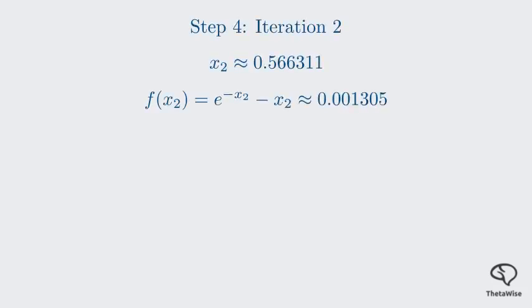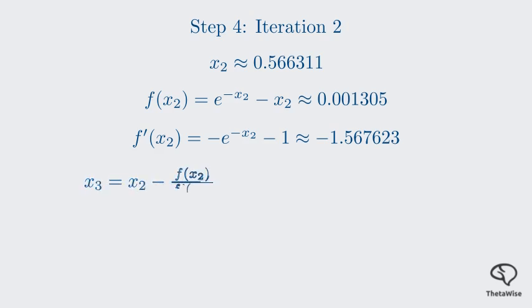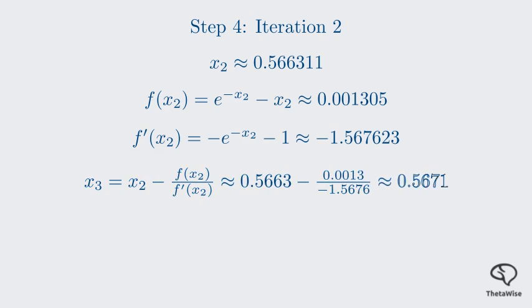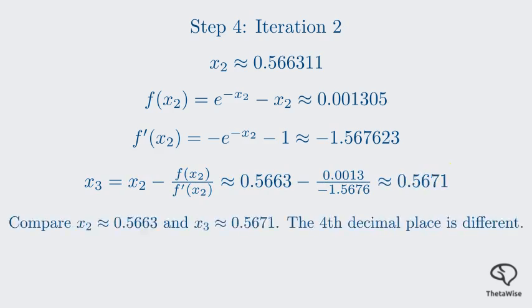Now we move to the second iteration. We use our new value x2 as the input. Remember, the key is to use the full unrounded value of x2 from the previous step. We calculate f of x2 and f prime of x2. Next, we calculate x3, our third approximation. Again, plugging these values into Newton's formula, we find that x3 is approximately 0.5671. Let's compare this to our previous approximation, x2. Highlighting x2 and x3, we can see that when rounded to 4 decimal places, they are not yet the same.